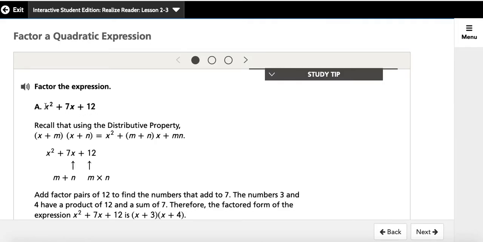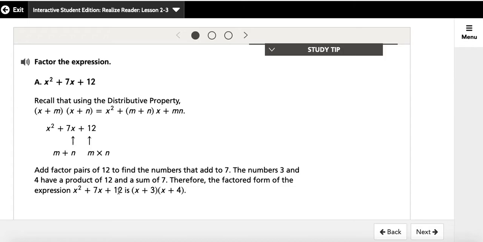If the leading coefficient is 1, then all we really need to do is find two numbers that when you multiply them together you get 12. When you add them together you get 7. Positive in both cases. That's what they wrote here. m times n is 12 and m plus n is 7. So you could have 1 and 12, no, 2 and 6, no, 3 and 4. 3 and 4 works.